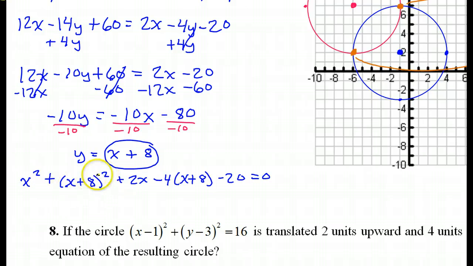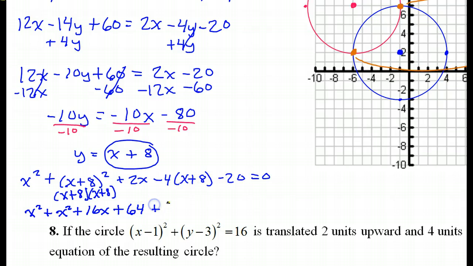Remembering that this (x + 8)² is really (x + 8)(x + 8). Alright, then I'm going to have x² plus, now as I double distribute this, x², then 8x and another 8x is 16x, then 8 times 8 is 64. And then I have the rest of this, so plus 2x. Let's go ahead and distribute, so that'll give me minus 4x minus 32. Negative 4 times 8 is negative 32. Minus 20 is equal to 0.